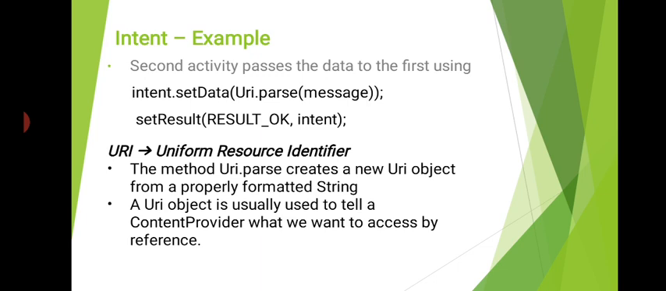The second activity passes the data to the first using intent.setData(Uri.parse(message)), setResult(RESULT_OK, intent). URI stands for Uniform Resource Identifier. The method Uri.parse creates a new URI object from a properly formatted string. A URI object is usually used to tell a content provider what we want to access by reference.